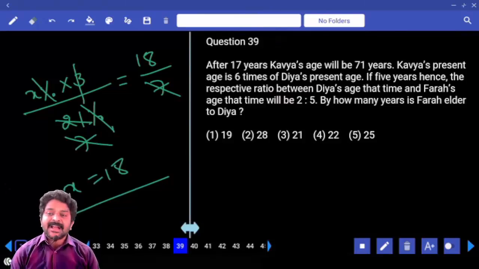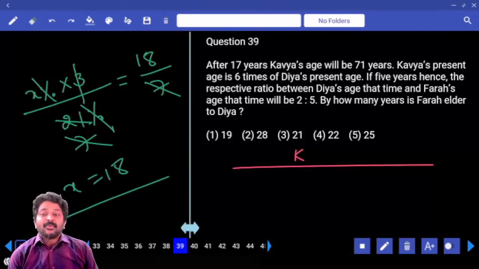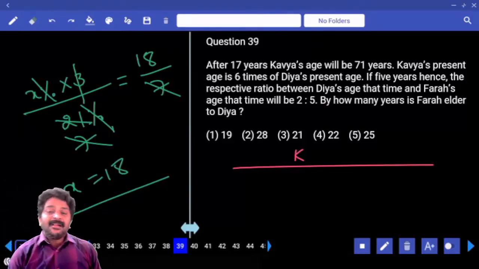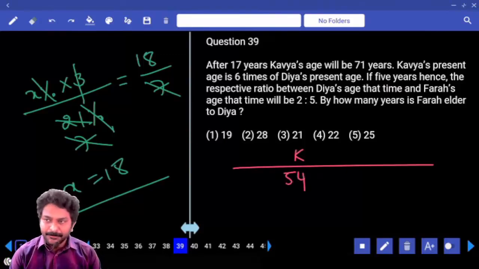After 17 years, Kavya's age will be 71. When is it 71? After, whatever is given, we need the present age. So what could be the present age of Kavya? 71 minus 17 only. How much is that? 54. Yes, the present age of Kavya is 54.